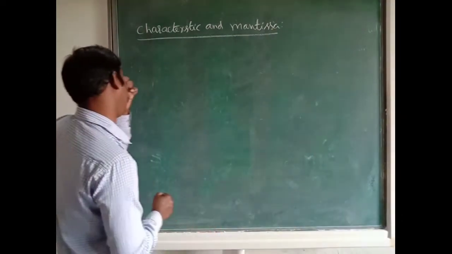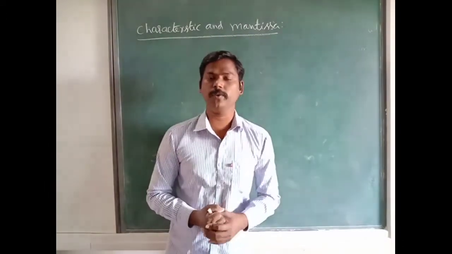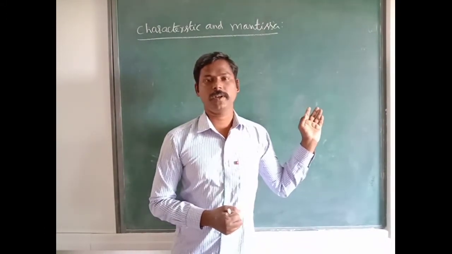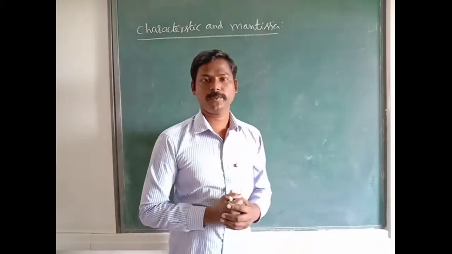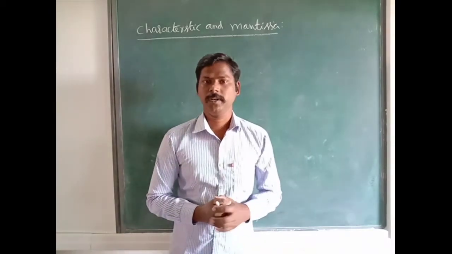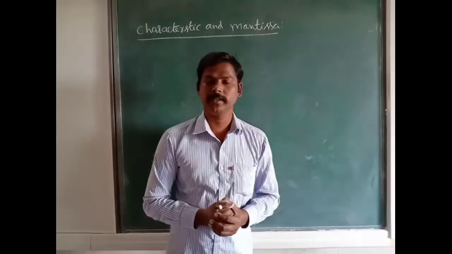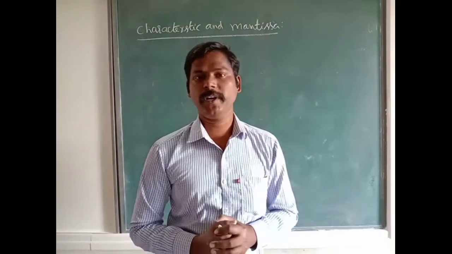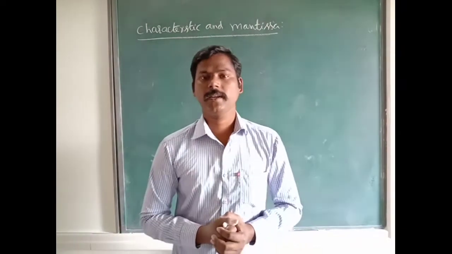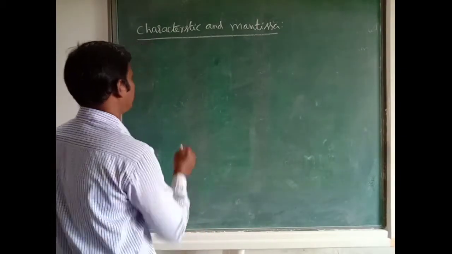Now I am going to explain characteristic and mantissa. How do we find this characteristic and mantissa? Here one image is visible to you. In this image, there is a table with decimal numbers, some numbers in one column and some numbers in the other columns. This is called a log table. By using this log table, we will find the mantissa as well as the characteristic. So first of all, we will see the definition. What are the characteristic and mantissa?